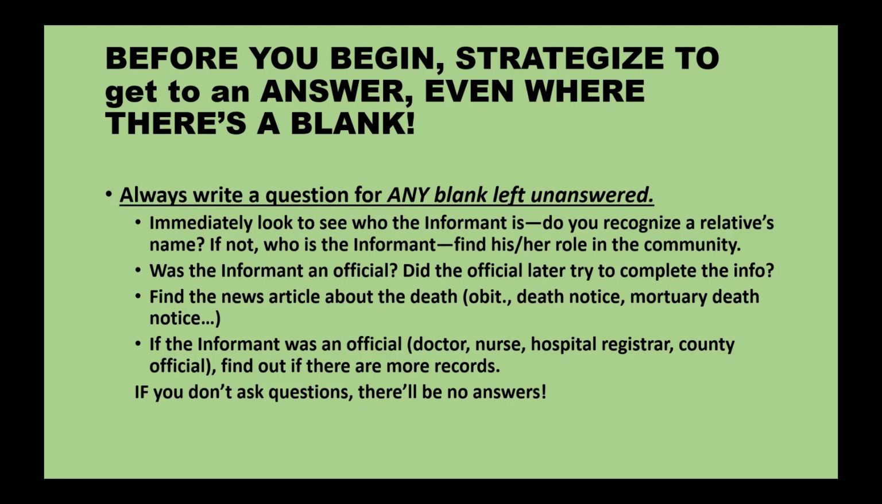But if I looked to see the informant, as I did on my mom's, and I discovered that is my sister, then I recognized her name. I could ask her more about what she remembers when she had to go in and provide the information. So you need to find his or her role in the community, because if I'm looking at that pathologist and I wanted to know more, and by the way, I tried to get that autopsy, I could not. All they had for me was the information that the autopsy had been performed. But again, I didn't ask till 20 years later. Was the informant an official? Did someone else later try to complete the information?